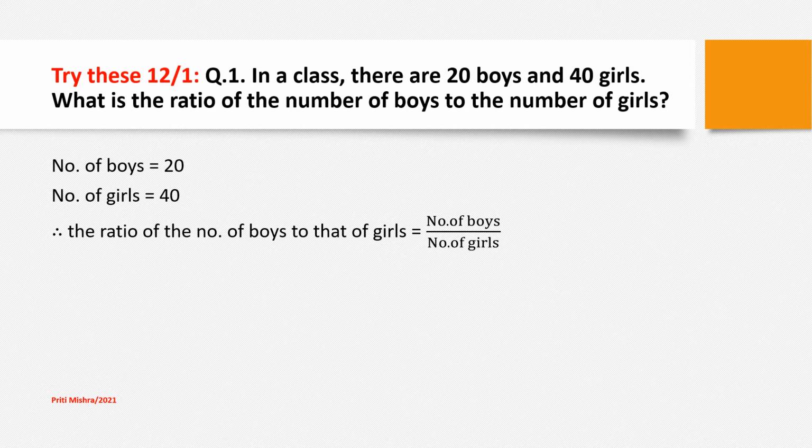Thus, the ratio of the number of boys to that of girls will be number of boys divided by number of girls. That is 20 by 40. We can write 1 by 2. What we have done? Simply 0 and 0 cancel out. 2 1s are 2, 2 2s are 4. We can use the SCF method also. The ratio would be 1:2. It is the final answer for us. You cannot stop at the place where you are getting a fraction.